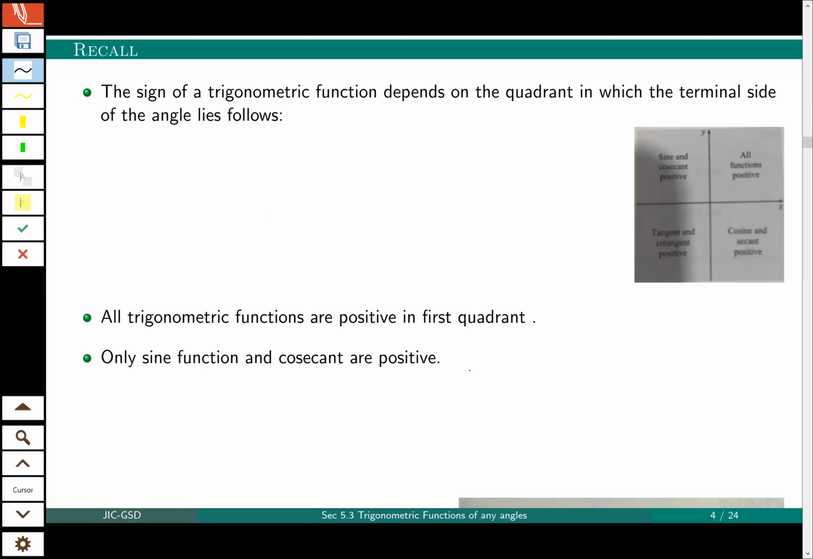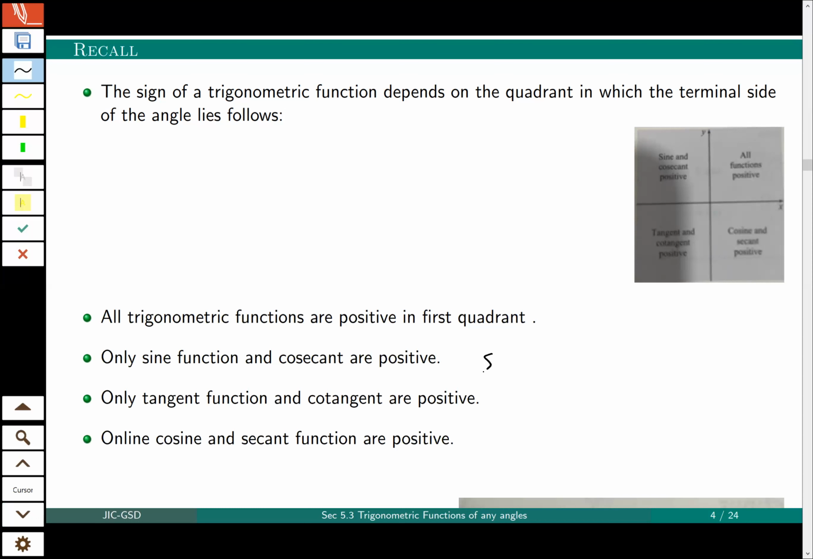And in the second quadrant, we have only sine. In the third quadrant, we have only tan and its reciprocal. And in the fourth is, as I said, cosine. Here all are positive.